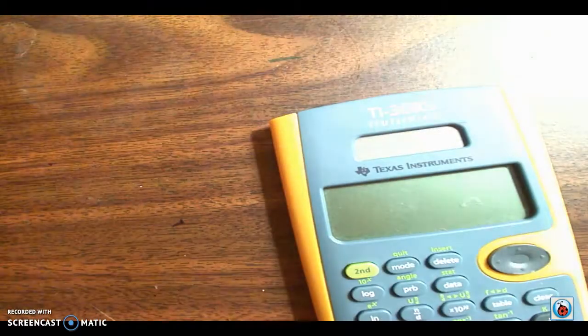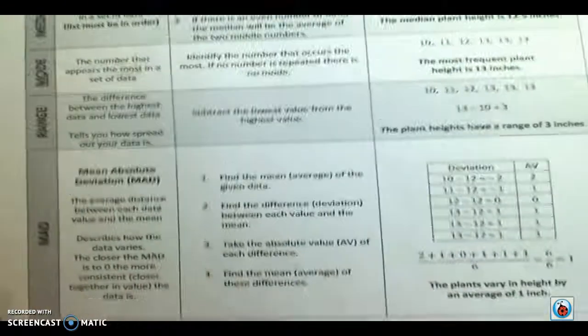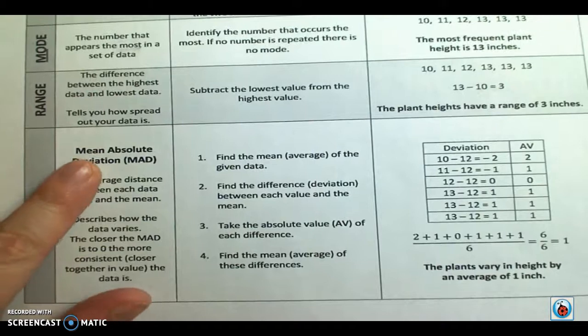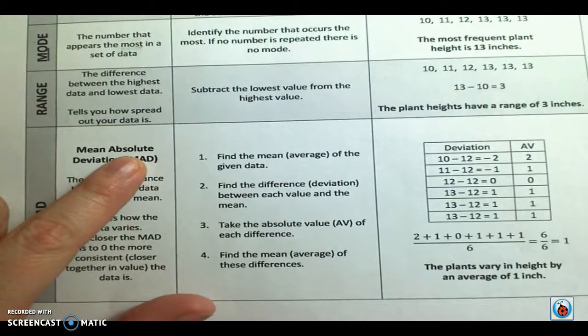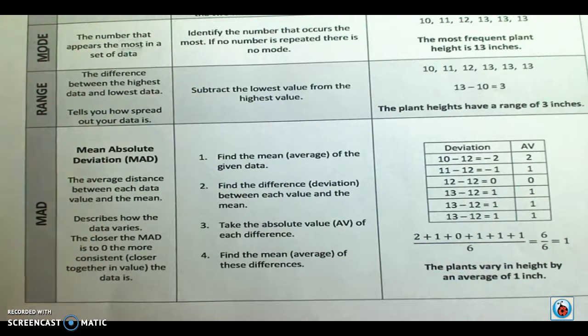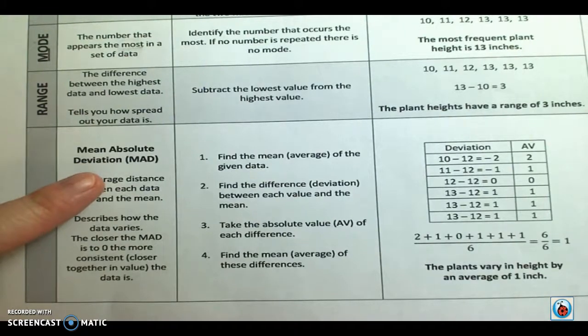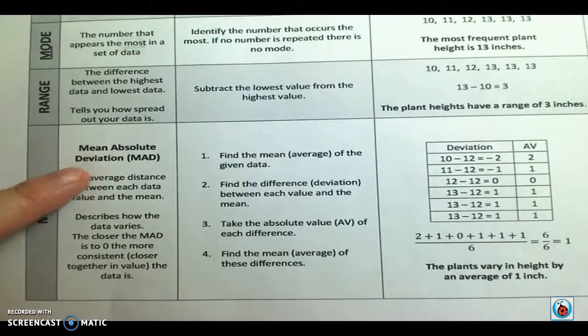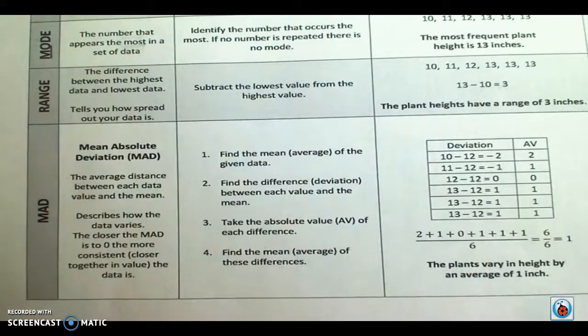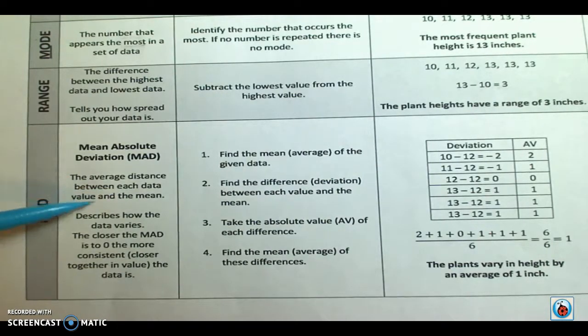Okay? All right, so what is mean absolute deviation? Well, we already know what mean is. It means the average. And it still means the average. Absolute, we're going to see how that comes into play. Deviation means distance from. So mean means average, and deviation means distance. So we're trying to look for the average distance our data is from the actual average that we find. Okay, so it's kind of like we're doing a double average in a way. So it's the average distance between each data value and the mean.